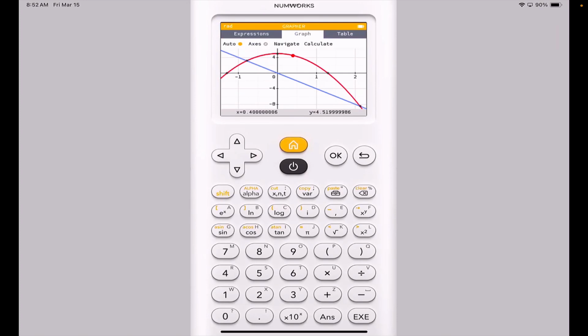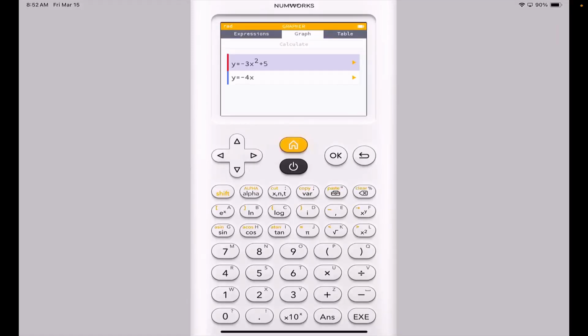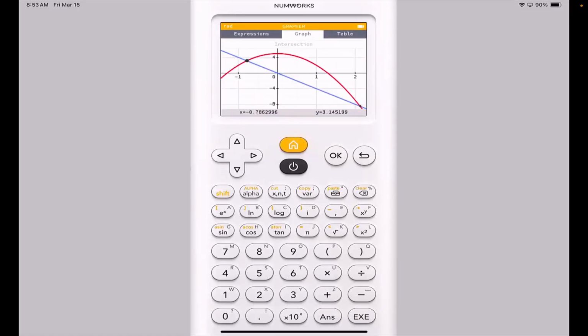So I'm going to go to calculate. I want to calculate where they cross. Go over to calculate, calculate. Doesn't matter which one you pick. You could pick the top one or the bottom one. You're going to pick one of them. And then you're going to scroll down to where it says find. I want to find something. What do I want to find? I want to find the intersection. So it's going to tell me the two intersections. So there's the first one. It tells me the one on the left.